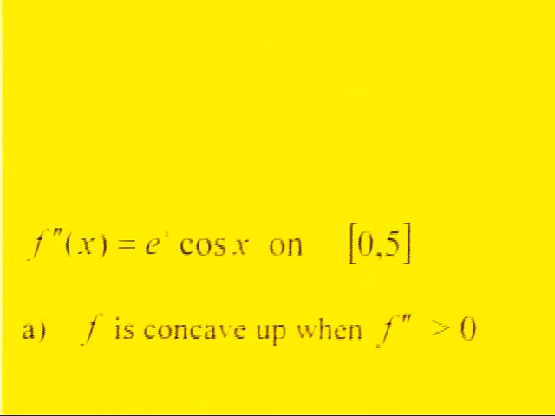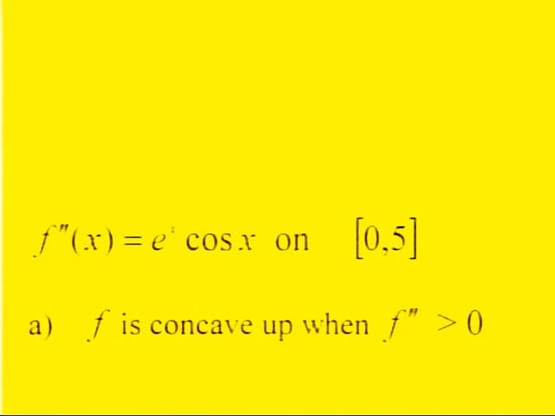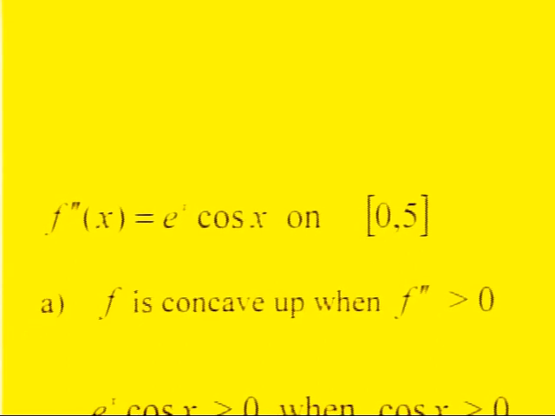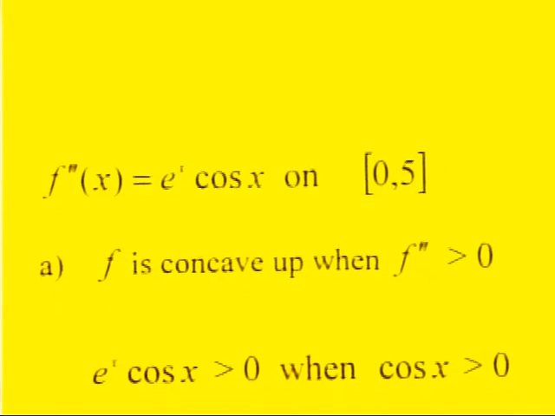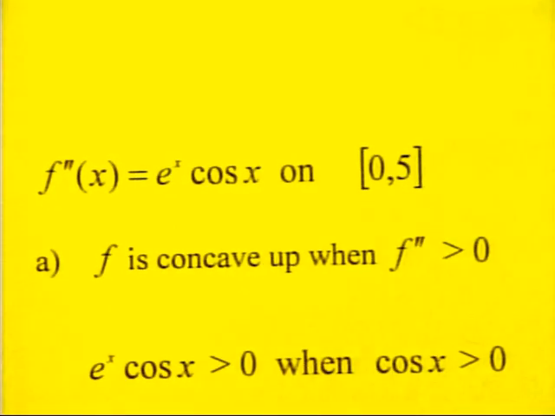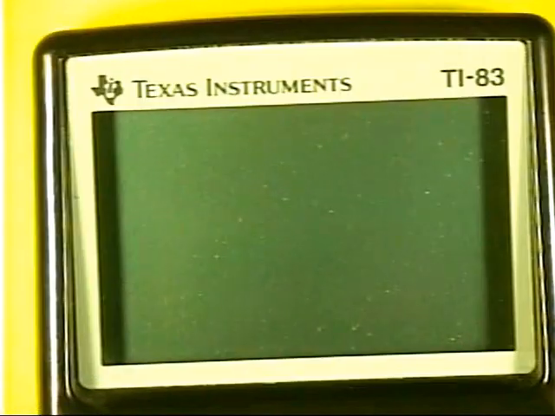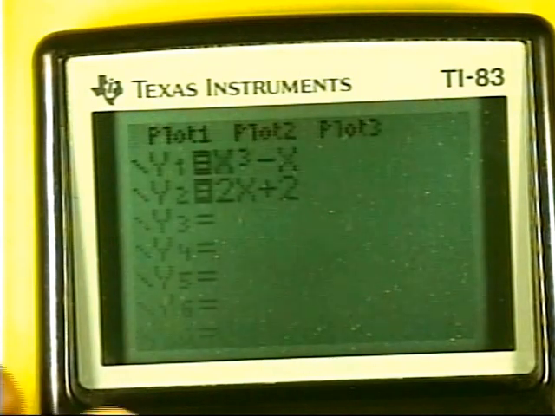F is concave up when f double prime is greater than 0. Okay? And then what do we do if f double prime is e to the x cosine x, if you wanted to do that without a calculator? And if you had a calculator, let's skip to this for a second. If you had a calculator, how easy would this be?